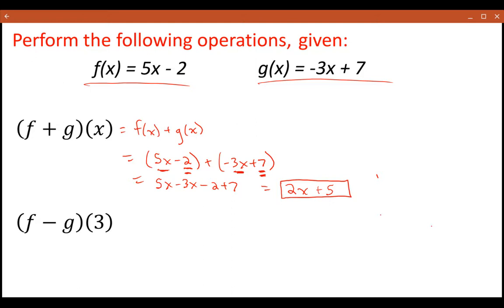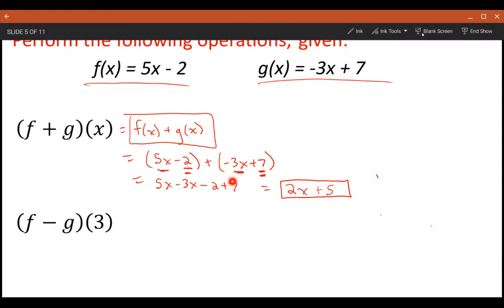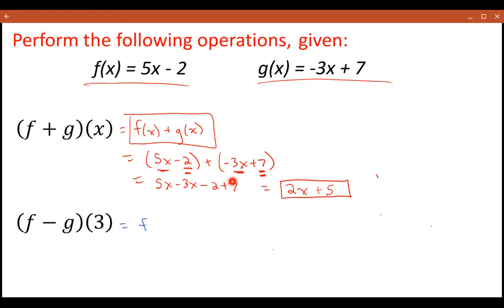Now there's a couple ways you can do this. If we use that same notation that we just talked about, where we write it in this way here, it would actually be the same thing as saying f of 3 minus g of 3. Right? If we take that same logic, we just have a 3 in there instead of an x.